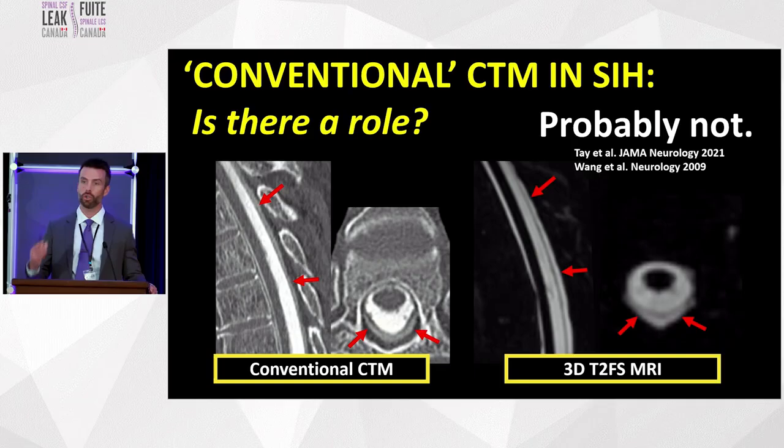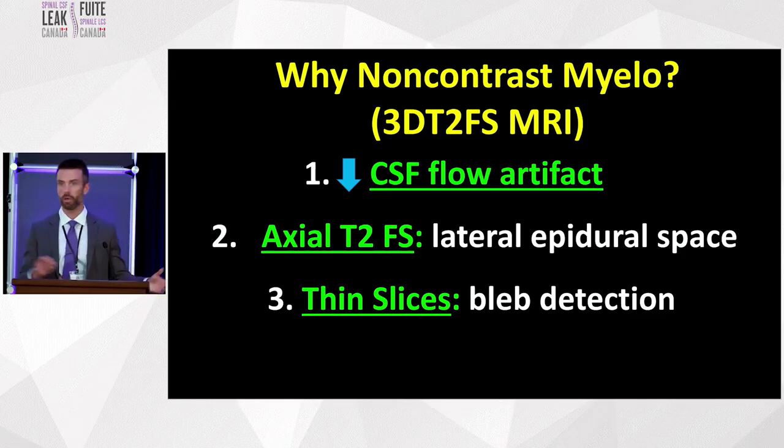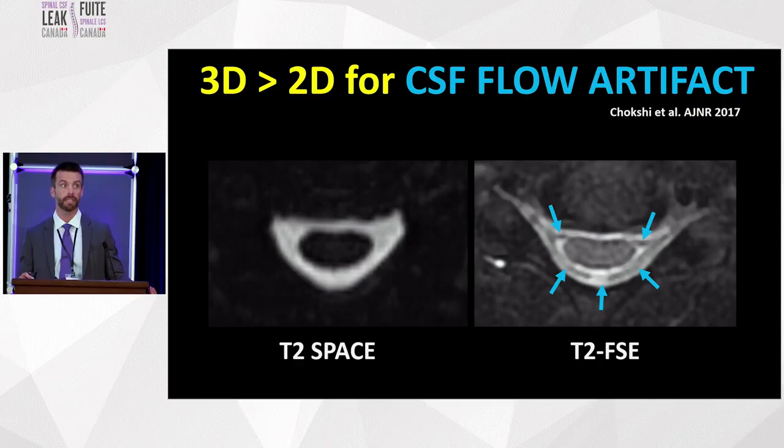But it turns out we can do an MRI protocol that can very closely approximate, in likely a non-inferior fashion, a conventional CT myelogram in terms of identifying an epidural fluid collection. And that is this 3D T2 fat-suppressed MRI that some people call a non-contrast myelogram. I think there are 3 benefits to this exam over a conventional MRI of the spine and why I think it's important for this disease. So let's talk about them.